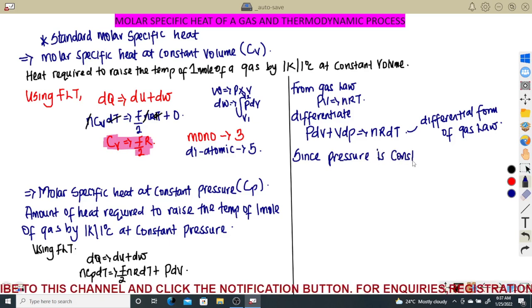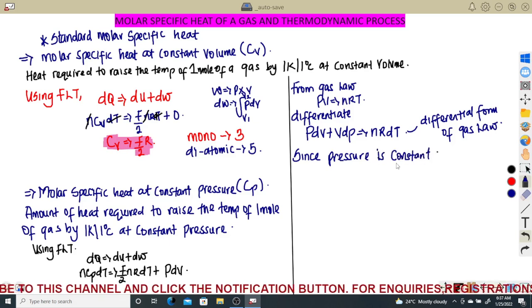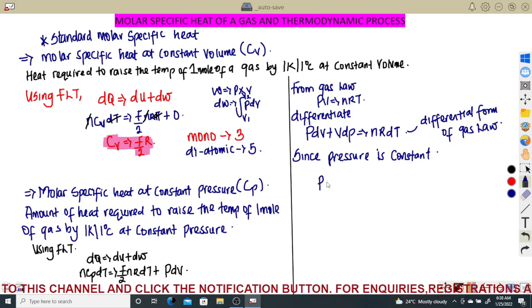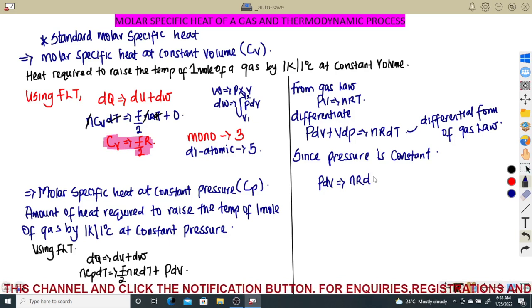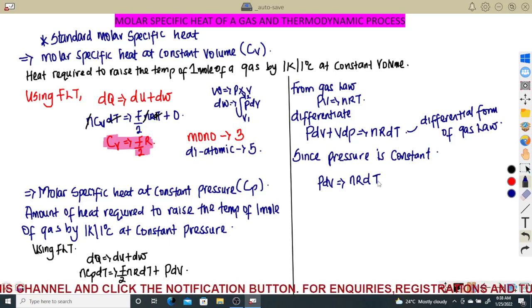I think that one is very easy now. Pressure is constant, so dP is equal to 0. You can see pressure has not changed, so this is 0 times V. So we can just say P dV is equal to nR dT. I hope you understand. Pressure is constant, so dP is equal to 0. So note that. If P dV equals nR dT, call it equation 2.